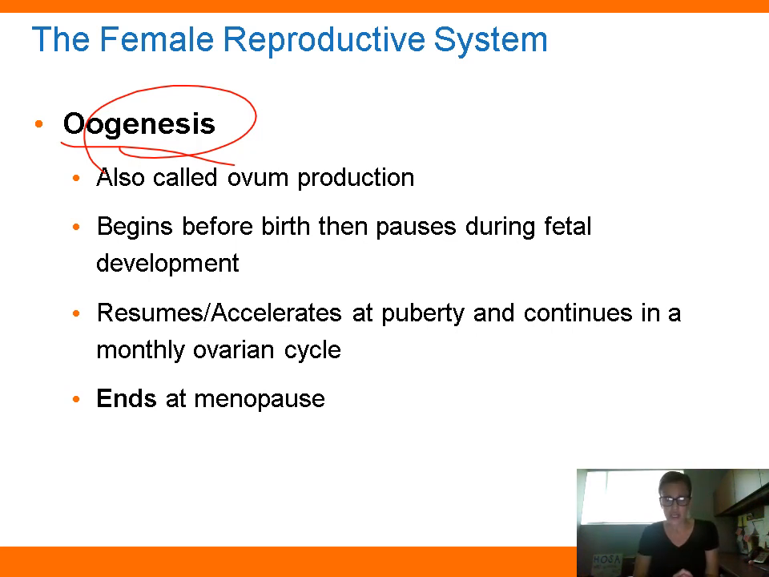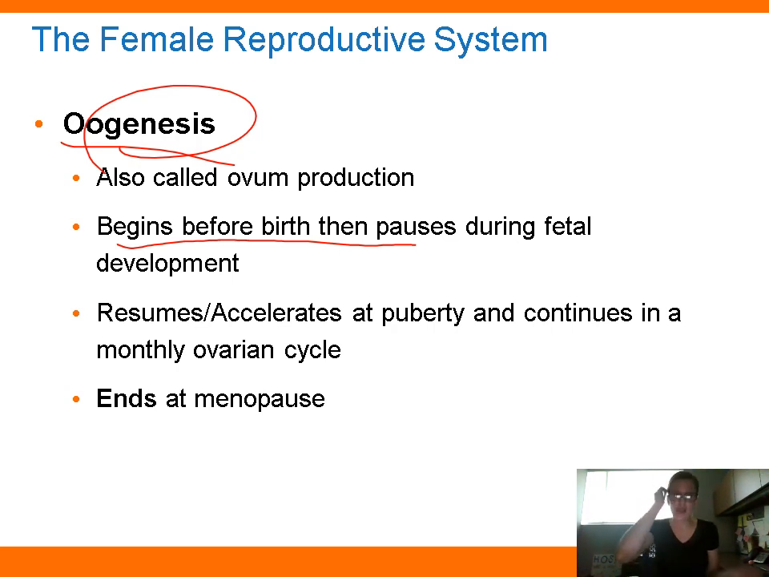First off, the production of all eggs that a woman will ever have starts before she's even born. So egg production, or oogenesis, begins before birth in the fetus. When the female fetus is developing in the womb, she starts making all the eggs that she will ever have. So when a female baby is born, she already has all of the eggs that she'll ever be able to produce. They're not mature yet. They're not done being made. They're like in suspended animation. They're paused in their production. But when a female baby is born, she already has all of the eggs she will ever have.